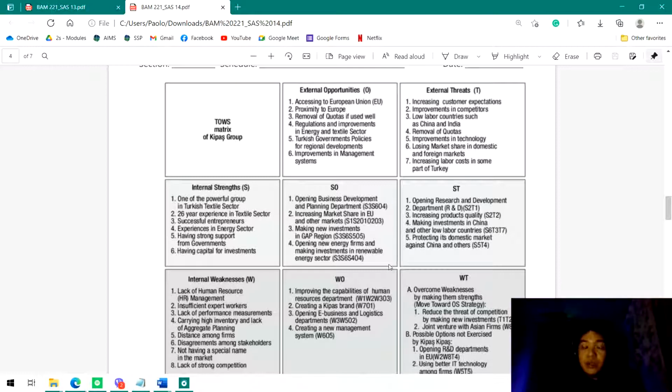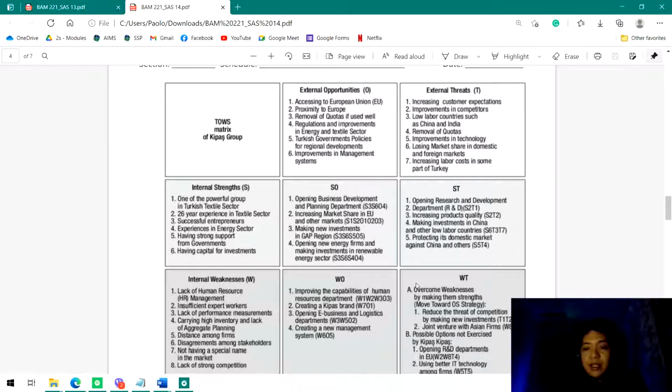And we will do it by implementing this strategy na improving the capabilities of human resource department. So, meron tayong, I hope na-gets ninyo, no? Meron tayong in-identify na weaknesses. Kailangan natin ito ngayon ayusin, kailangan nating remedyohan para ma-take advantage natin yung opportunity number 3 na removal of quotas.